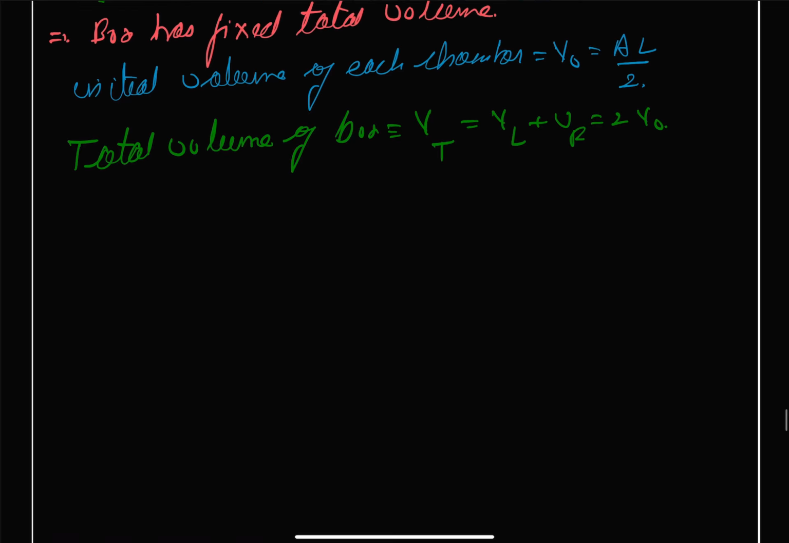And now as the partition moves, let us suppose that the volume in the left chamber is V1, then the volume in the right chamber will become 2V0 minus V1.